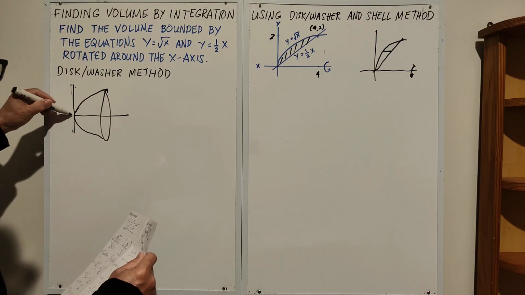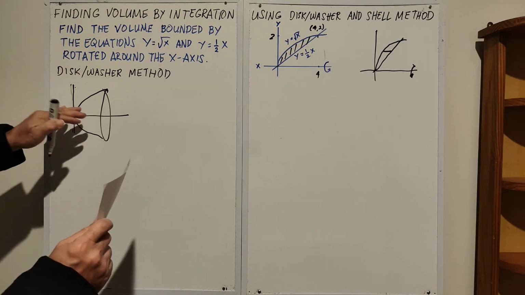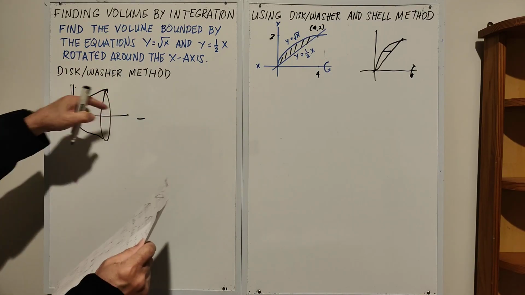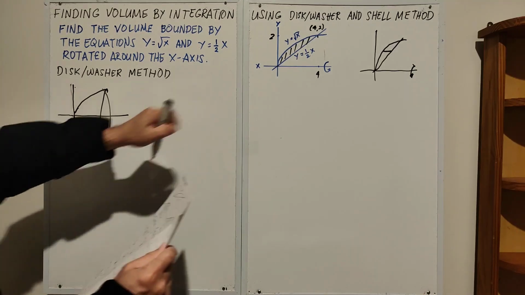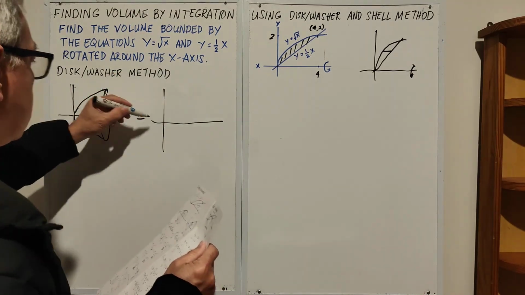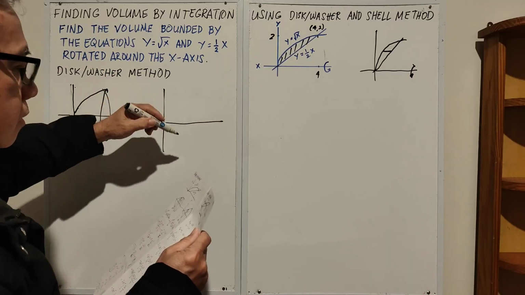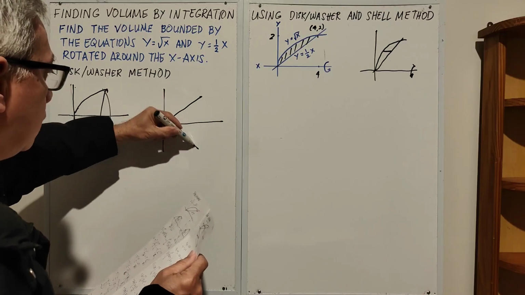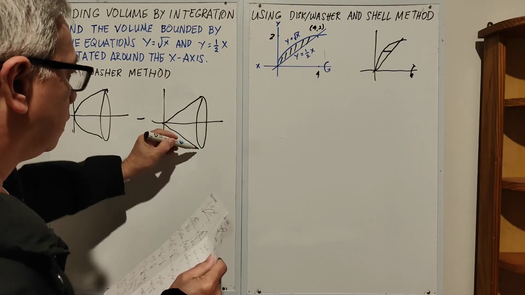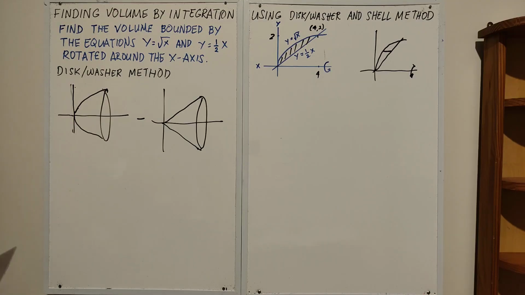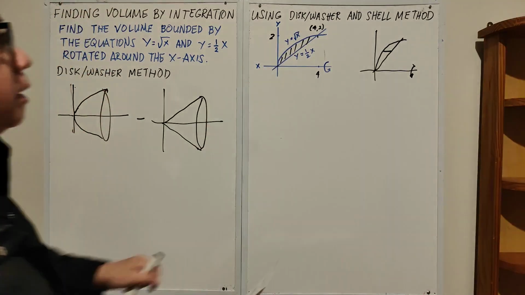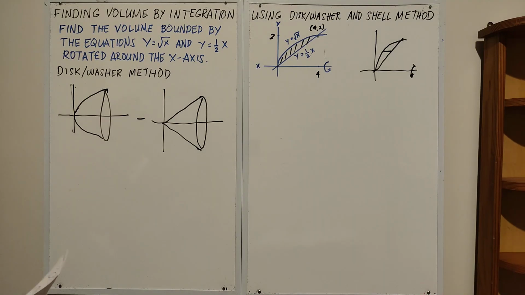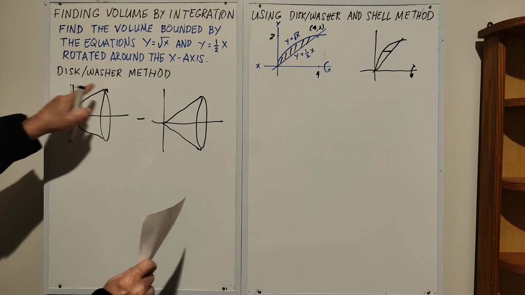So we have to find the volume of this one, and then we subtract the volume of the hollow part of this shape. So we subtract the hollow part. This will be the hollow part of that, and then we can get the volume of the shaded area. So we can use the disc method.